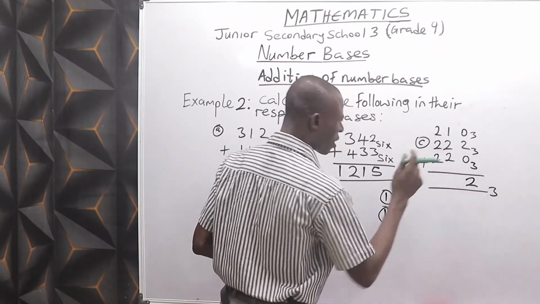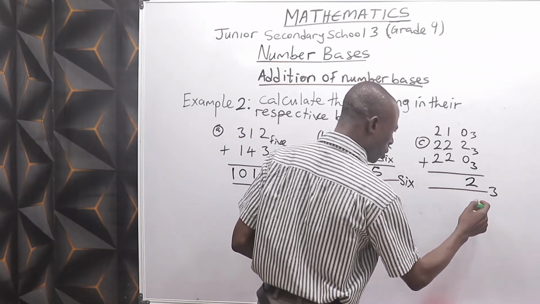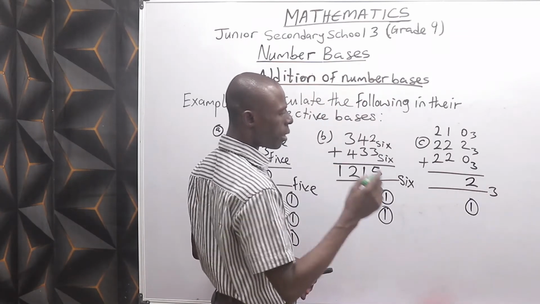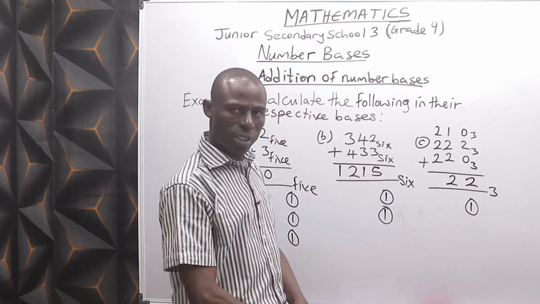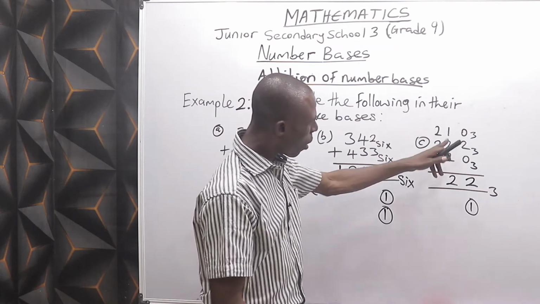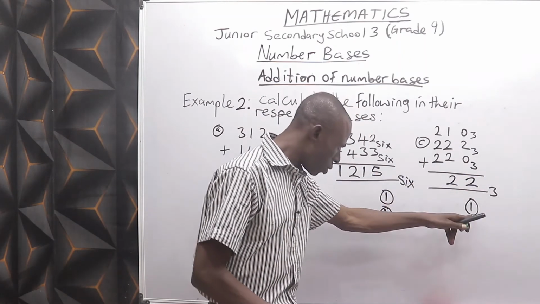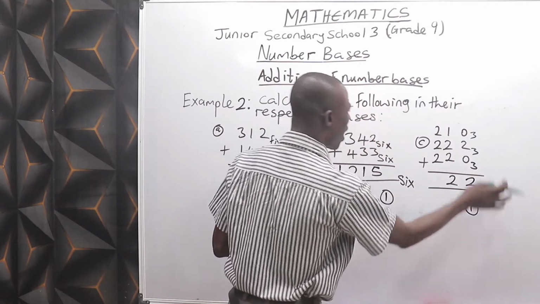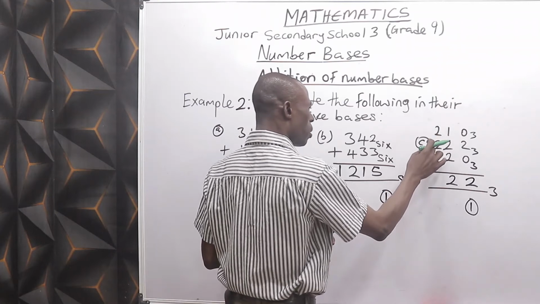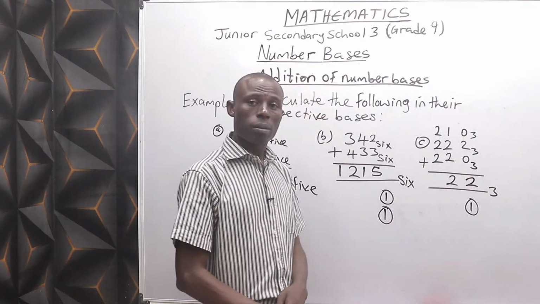1 plus 2 plus 2, that's 5. How many times do we have 3 in 5? That is 1 time, remainder 2. Do you understand? 1 plus 2 plus 2 is 5. How many times do we have 3 in 5? It's 1 time, remainder 2. So this 1 time, add it to 2 here, making 3, to 2, making 5, to 2, making 7.